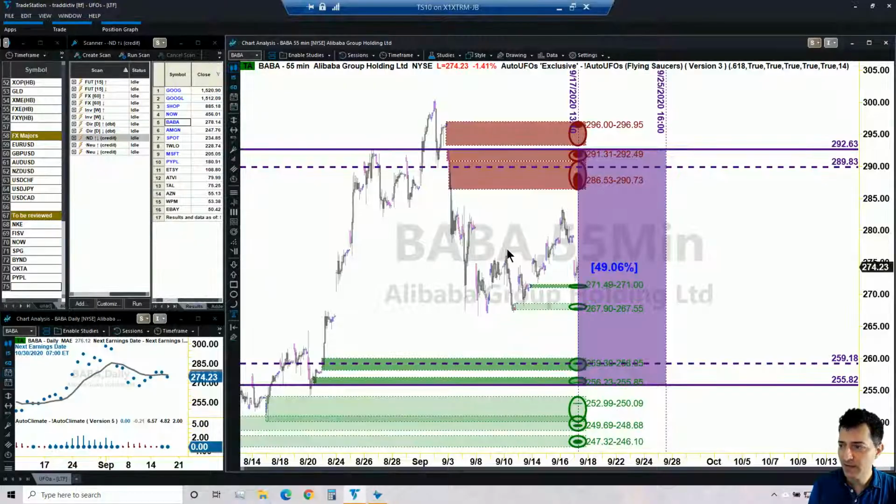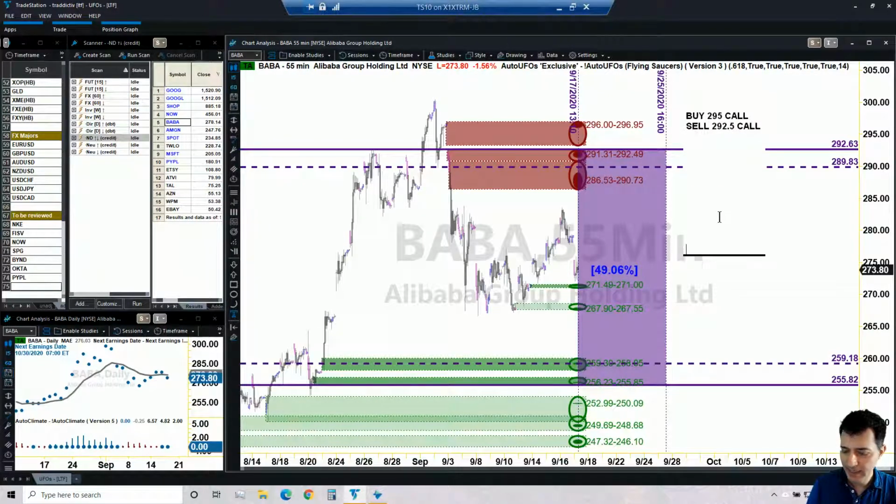So let's make a few notes on the chart. And we will complete the planning of this trade and see if we can approve it or not. I would say it's looking good for an approval. So the 295 call, that one we buy, and the one below we sell, which is the 292.5 call. Okay, and this is using the expiration of September 25, 2020.